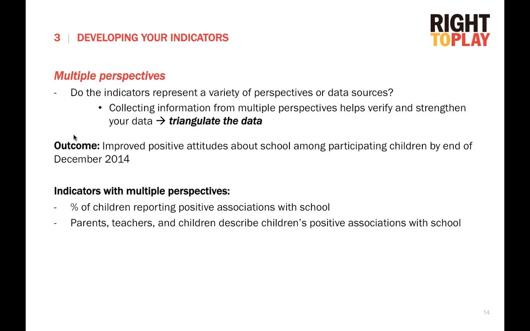So, for example, if our outcome is improved positive attitudes about school among children, to get multiple perspectives, your indicators might involve collecting information from children, such as the percent of children who report positive associations with school. And it might also involve collecting information from parents and teachers, as well as children, to have them more qualitatively describe the children's positive associations with school. And so here you're getting the parents', the teachers', and the children's perspectives, and you're maybe even getting the children's perspectives in two different ways.